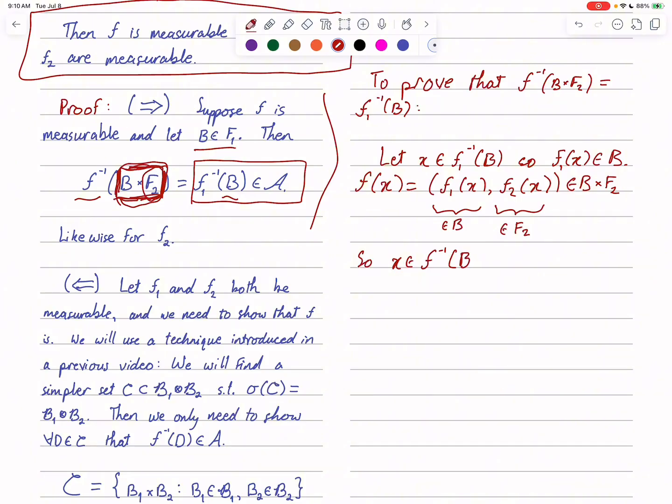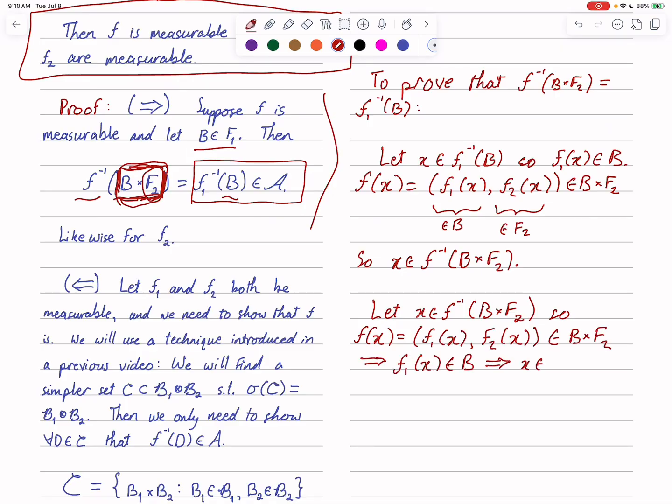of B cross F2. The other direction is even easier, so let's just do it real quick. Let x be in the pre-image of B cross F2. This just means that the image of x is (f1 of x, f2 of x), and because x is in the pre-image of B cross F2, that means that this image must be in B cross F2.